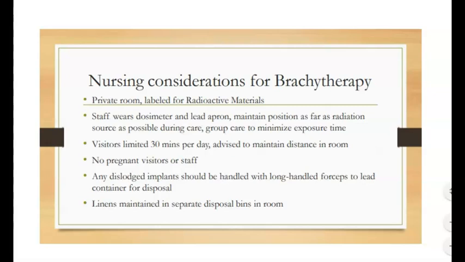A dosimeter basically keeps track of how much radiation exposure you have had throughout the day in your shift. Your job is to figure out how to group care and maintain positioning for yourself as far from the radiation source as possible during that care. So you don't want to be spending a lot of time per shift in close proximity to these patients. And so you have to be really mindful about organizing your care, getting yourself all the things you need to do. You want to try and get them done the one time you're in the room.